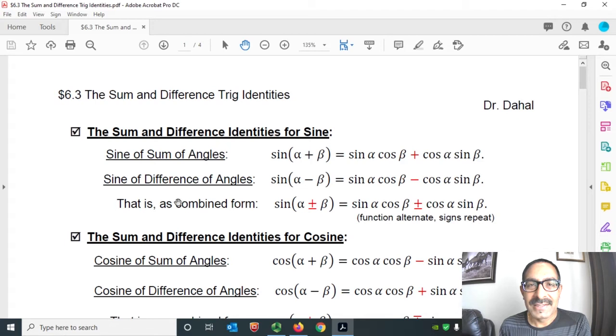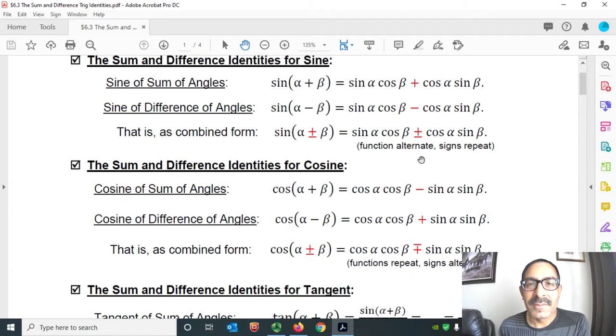Similarly, the sine of the difference of angles alpha minus beta turns out to be sine alpha times cosine beta minus cosine alpha times sine beta. Again, the sign here is a minus and remains as it is. Only the functions between sine and cosine alternate here. Sine alpha cosine beta, cosine alpha sine beta.